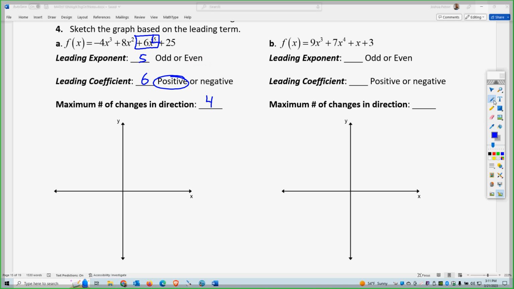Sorry, that's an odd. I was thinking the 6 for some reason. All right, so it's odd. Positive. So in the positive direction, I go positive. In the negative direction, I go negative. Okay. And there are 4 changes in between.